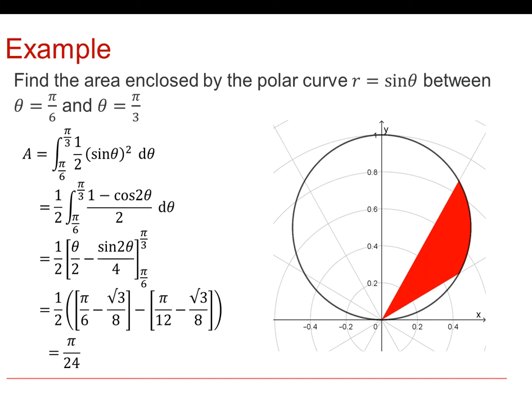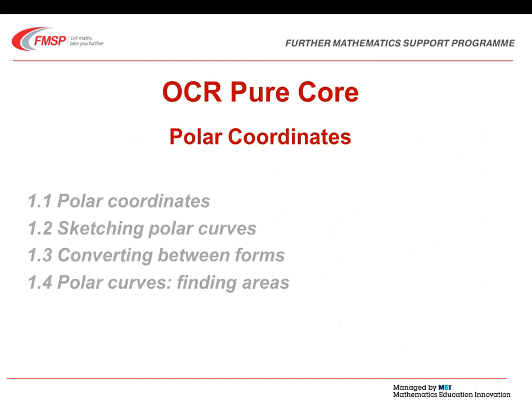So remember that when you've got this r squared function, if it happens to be a trig function, which often they are, you will need to use double-angle formulae in order to then integrate these types of terms. This is the last video for the polar coordinates series.